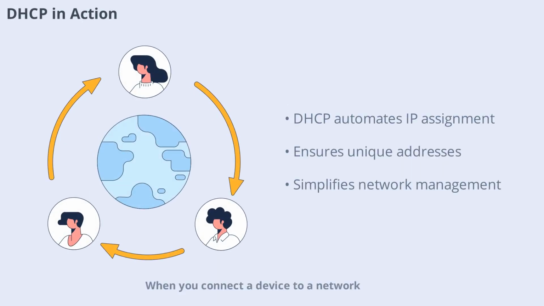When you connect a device to a network, the DHCP server assigns it an IP address from a pool. This process involves a series of messages between your device and the server, ensuring that each device gets a unique address. DHCP makes network management much easier, especially in environments with lots of devices coming and going.